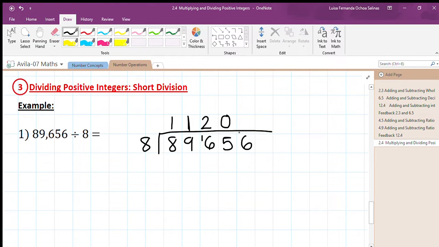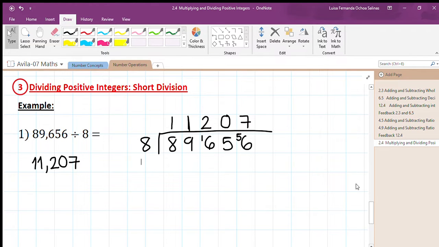And then 0 times 8 goes 0 times, and I have a remainder of 5. Now this becomes a 56. So 56 divided by 8 is 7. So there you go. My answer will be 11,207. If you need help with this, there are other videos of Maths Online that can help you with this, or we can work together in class.